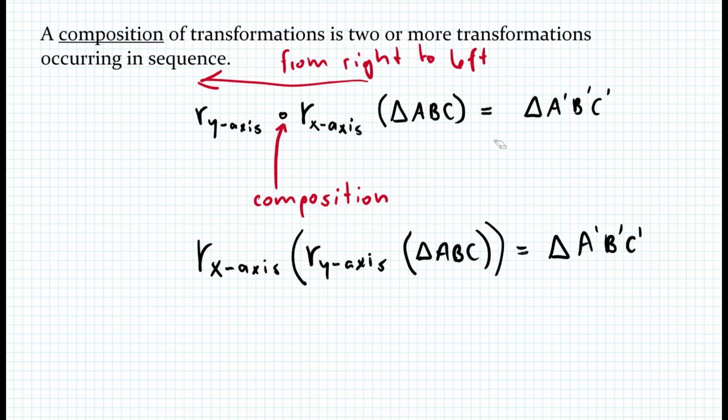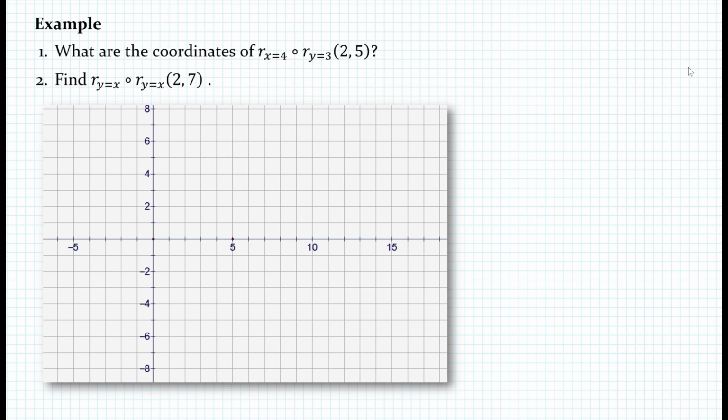So let me show you an example now. Here are two examples. The first one asks, what are the coordinates of the point 2, 5 after you first reflect it over the y equal to 3 line, and then over the x equal to 4 line, okay? So the first thing we want to do is actually draw these in. Here we have point 2, 5 and the line y equal to 3. If you reflect that over first, you end up here, right?